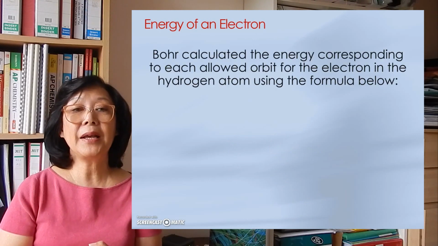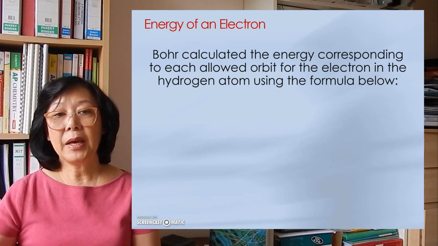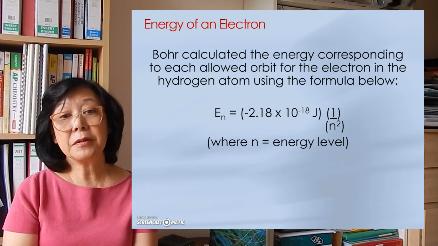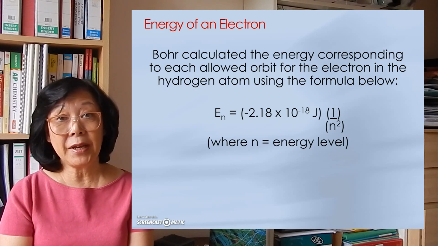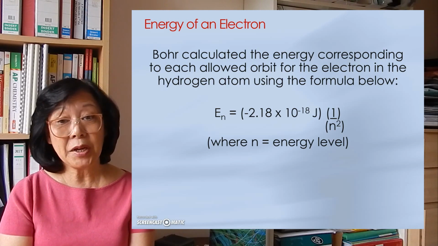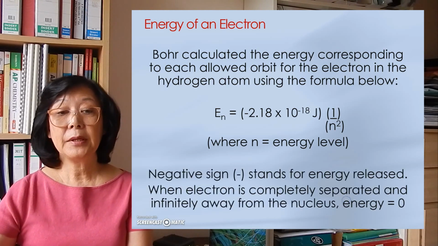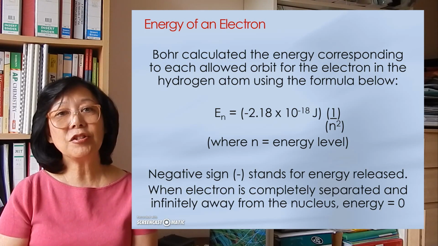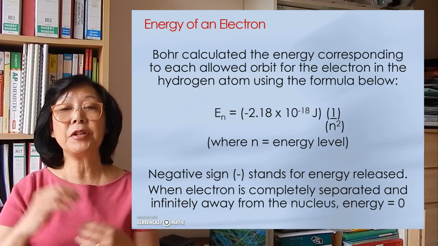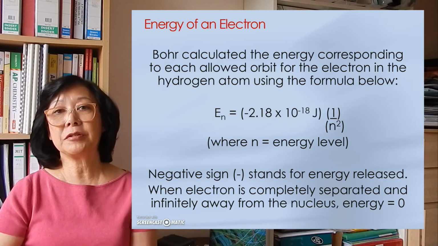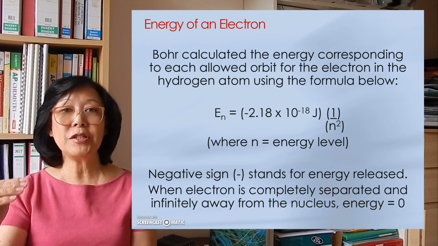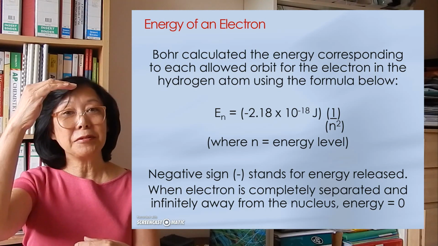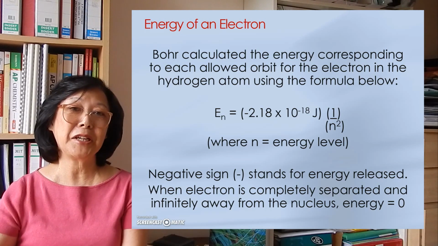Now, Niels Bohr calculated the energy of an electron using the following formula. Energy at a particular level is equal to negative 2.18 times 10 to the negative 18 joules times 1 over n squared, where n represents the energy level. Why do we have a negative sign in front of the formula? It is because when you imagine the electron infinitely far away from the nucleus with no attraction whatsoever, we call that ground zero, energy zero. But as the electron gets closer and closer to the nucleus, we are going from ground zero down to the basement, and therefore we have a negative sign.